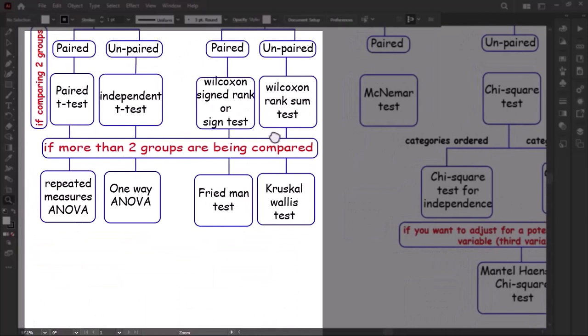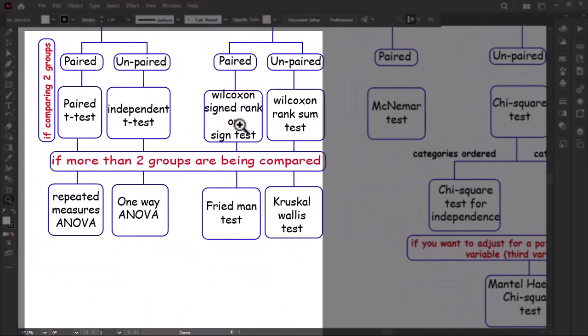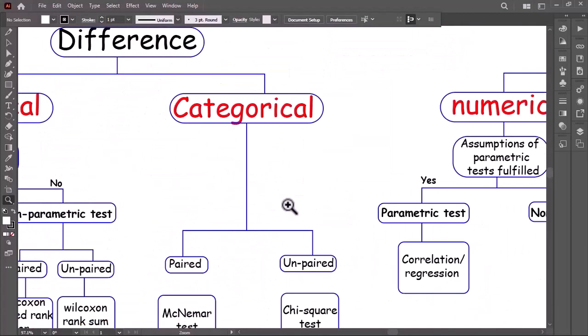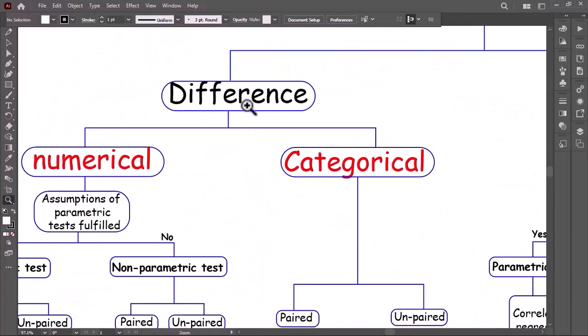Still, if you had more than 2 groups for paired observation, you are looking at measurements at 3 or more different time points for the same participant. Instead of repeated measures ANOVA, you would use the Friedman test. And if they were independent or unpaired observations, instead of one-way ANOVA, you could use the Kruskal-Wallis test. Okay, so things are now interesting. Now we've looked at how to select a statistical test.